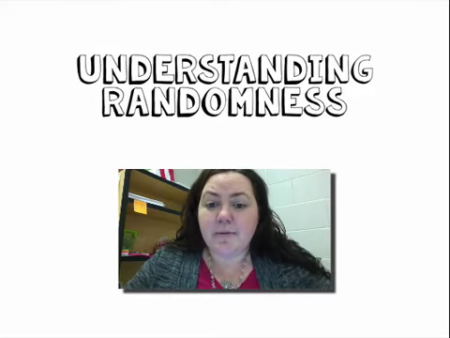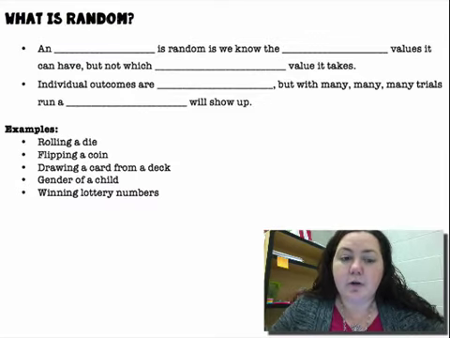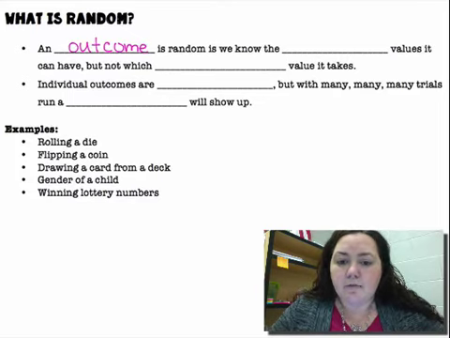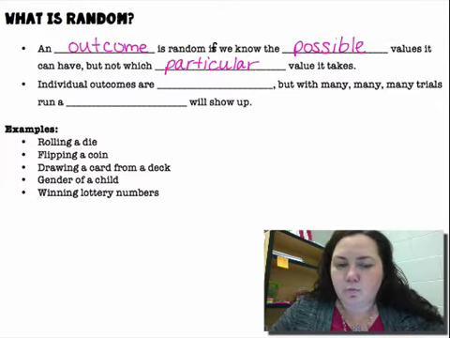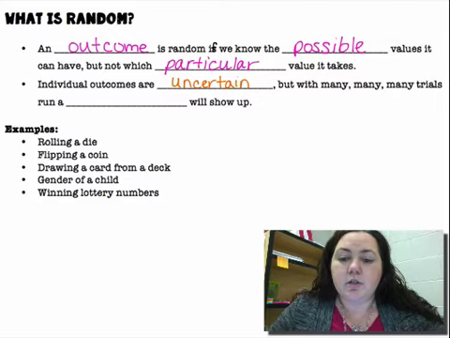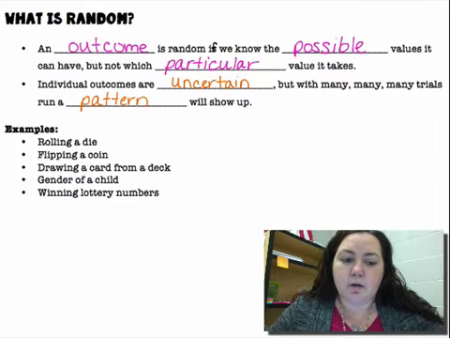Alright, in this video we're going to talk about understanding randomness. So, what does it mean to be random? An outcome is random if we know the possible values it could have, but not which particular value it will take. So we know what the possibilities are, but we don't know which one will come up. Individual outcomes are uncertain, but with many trials run, a pattern will start to show up.